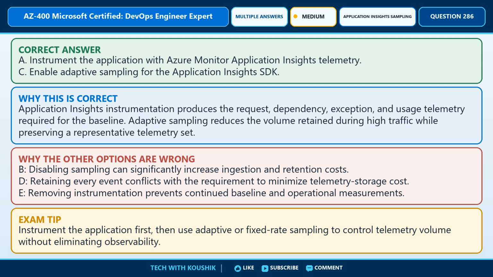Why are the other options not correct? B. Disabling sampling can significantly increase ingestion and retention costs. D. Retaining every event conflicts with the requirement to minimize telemetry storage cost. E. Removing instrumentation prevents continued baseline and operational measurements. Exam tip. Instrument the application first, then use adaptive or fixed-rate sampling to control telemetry volume without eliminating observability.